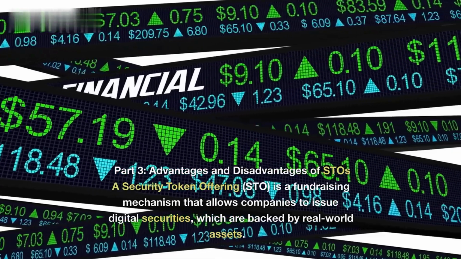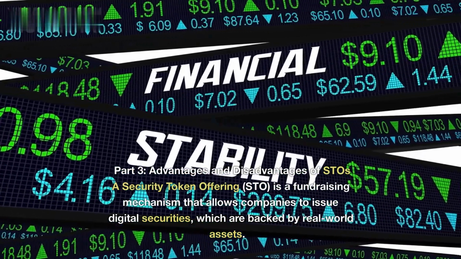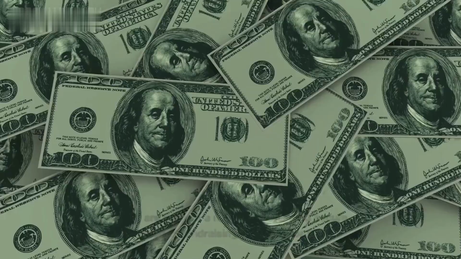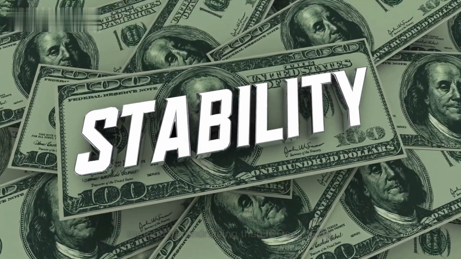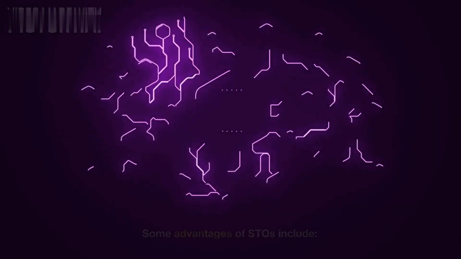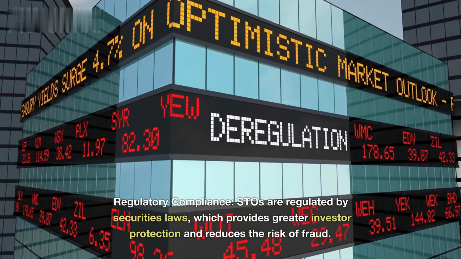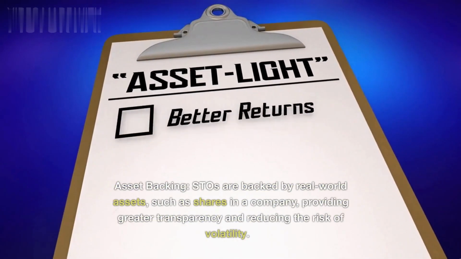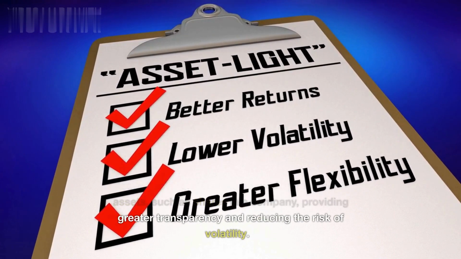Part 3. Advantages and disadvantages of STOs. A security token offering, STO, is a fundraising mechanism that allows companies to issue digital securities, which are backed by real-world assets. STOs are seen as a more regulated and secure method of fundraising than ICOs or IEOs. Some advantages of STOs include regulatory compliance. STOs are regulated by securities laws, which provides greater investor protection and reduces the risk of fraud. Asset backing. STOs are backed by real-world assets, such as shares in a company, providing greater transparency and reducing the risk of volatility.